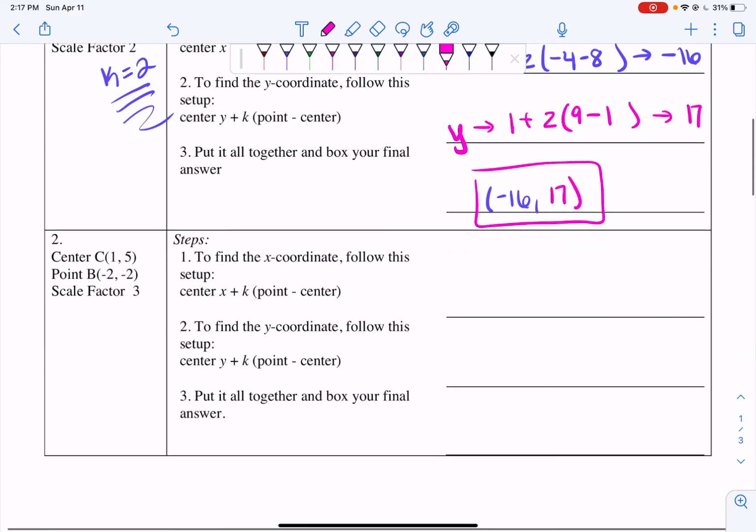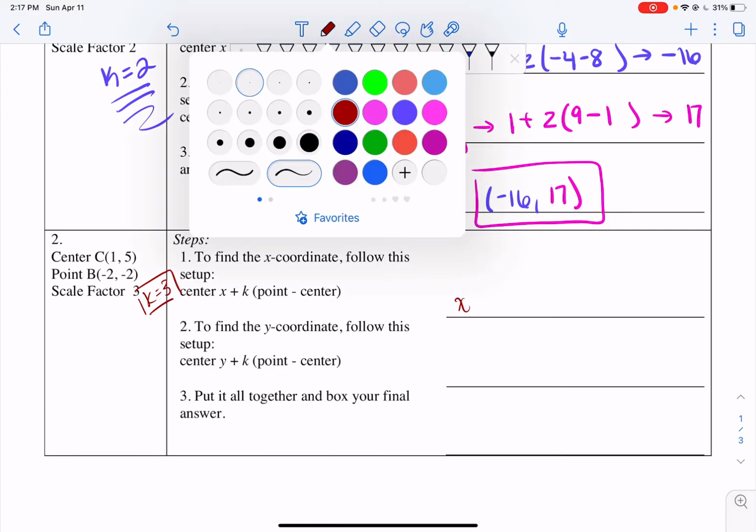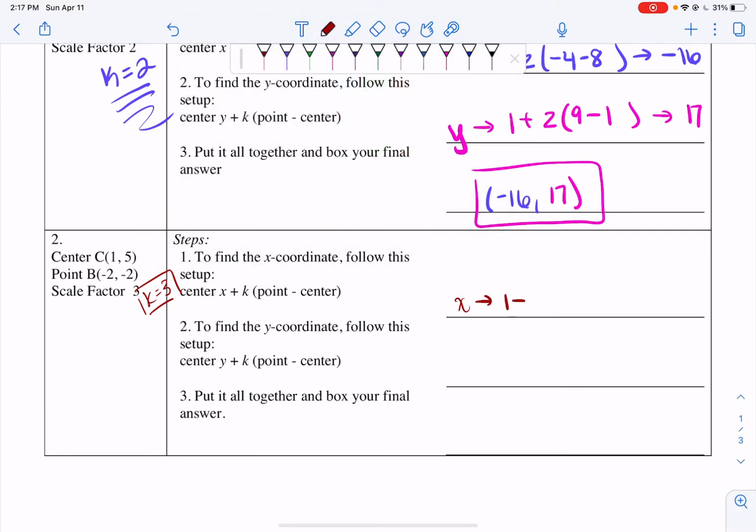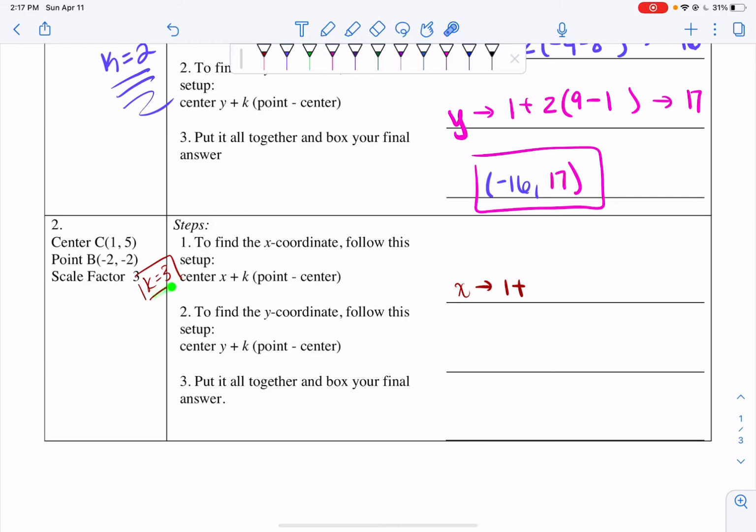Final answer. Okay, number 2. Our center is now up top, our point's down here, and our scale factor is 3. So remember, K is equal to 3. So to find our x-coordinate, we use our center x. So we go to our center, which is C, and x is 1. So to find our x value, we're going to do 1 plus our scale factor, which we said is 3.